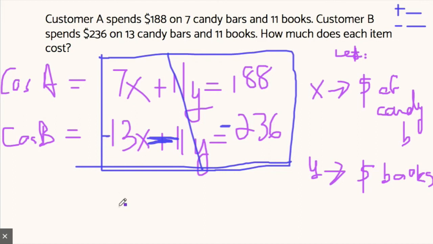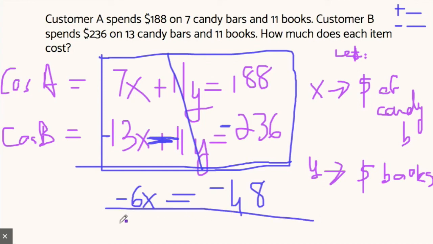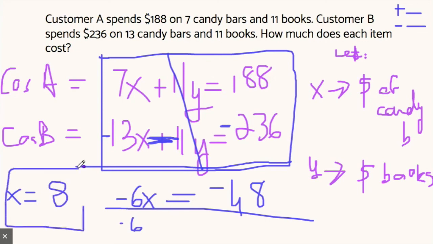7 minus 13 is going to be negative 6x. These are eliminated, equals 188 minus 236, which is going to be negative 48. I can divide both by negative 6, and I will get x is equal to 48 divided by 6, which is 8, because these are both negatives, the negative sign crosses out. So the answer is x equals 8.